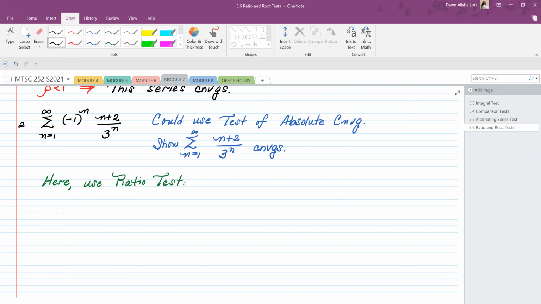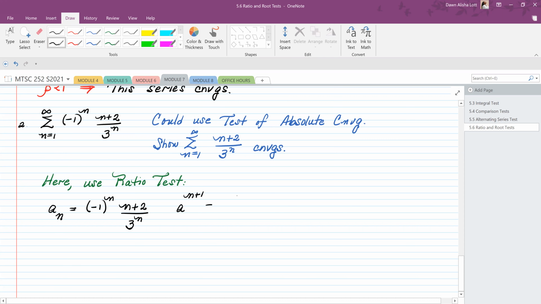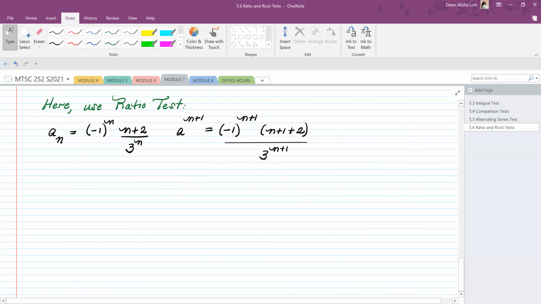Okay, so an is -1 to the n times n plus 2 divided by 3 to the n. And an plus 1 is -1 to the n plus 1 times n plus 1 plus 2 divided by 3 to the n plus 1. If you notice, everywhere there was an n, I just put n plus 1.